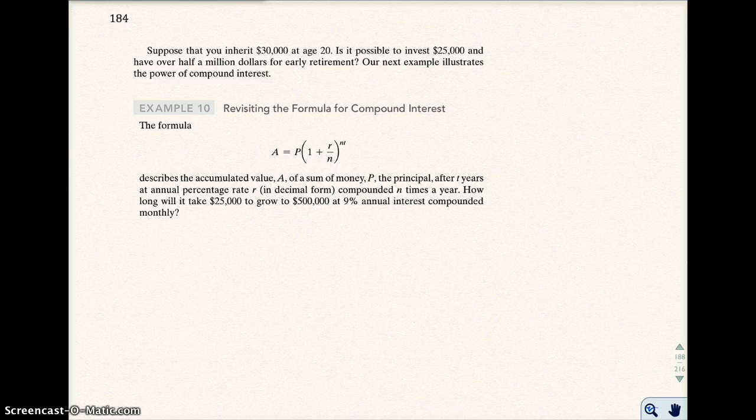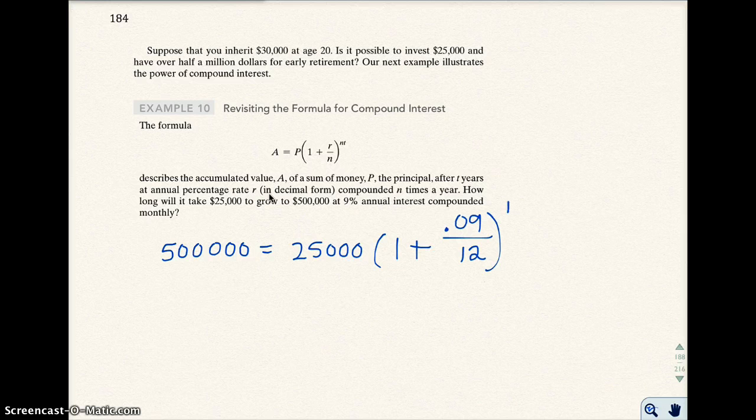So here's our formula, and we want to take $25,000 as our principal. We want to accumulate and grow to $500,000. So you want to jump from $25,000 to $500,000. So the accumulated value would be $500,000, and the principal is only $25,000. You have 1 plus the rate, 0.09, and it's compounded monthly, so that's 12, times 12t, and we don't know how long it's going to take for that $25,000 to grow to $500,000. So I'm just trying to solve for time, or t.